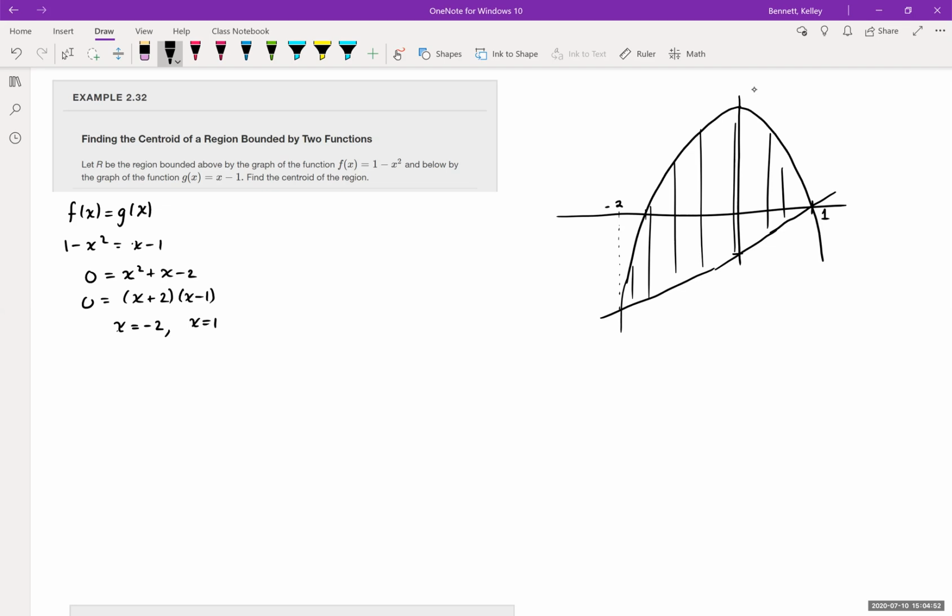Next, I'm going to find the mass of the region. So my mass just equals the integral from negative 2 to 1 of rho. Again, rho is just a constant, some number. And I just take f of x minus g of x, the higher function minus the lower function. So what I'll get is the integral from negative 2 to 1 of rho times f of x, being 1 minus x squared, minus g of x, being x minus 1, with respect to x.